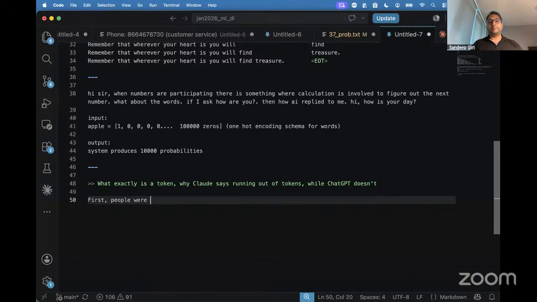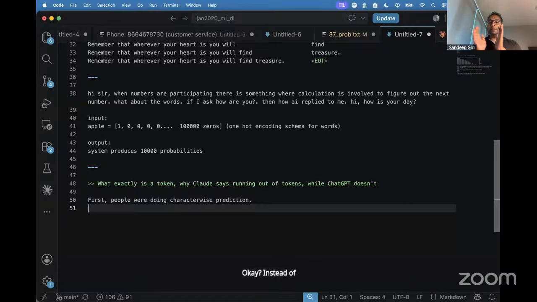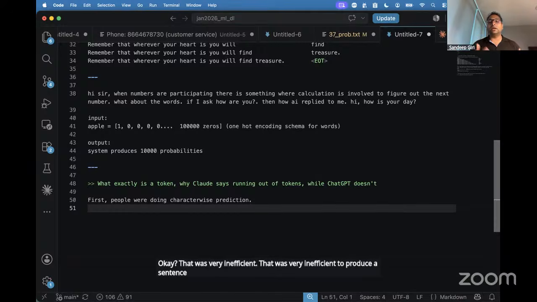people were doing character-wise predictions. Instead of generating the next word, people were generating one character at a time. When people built AI first, they were doing one character at a time. That was very inefficient. To produce a sentence, it used to take a lot of time and it did not work well.